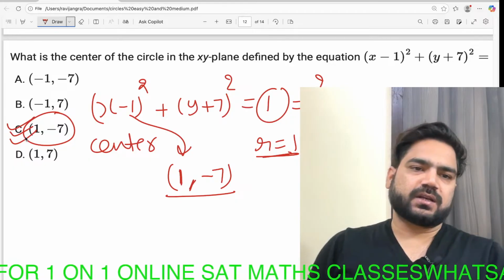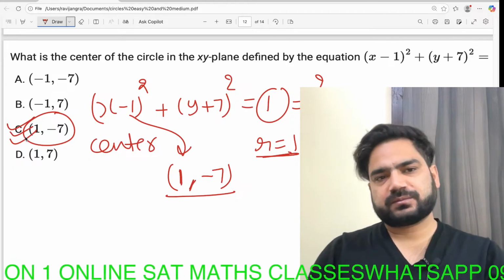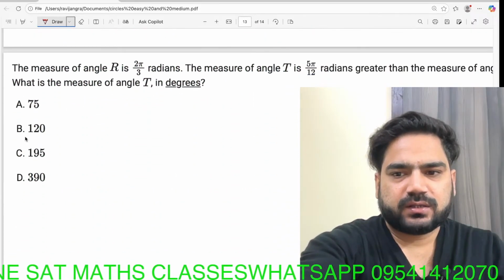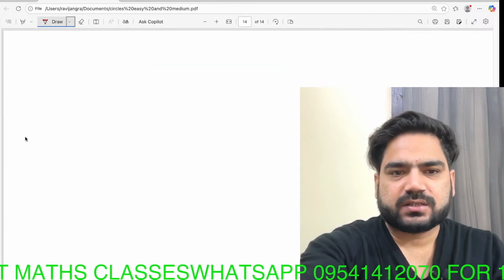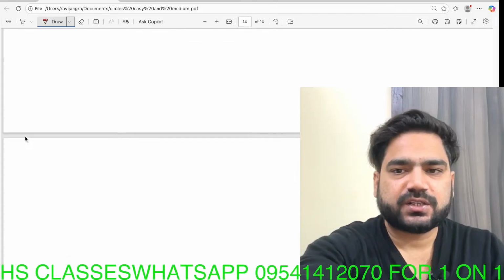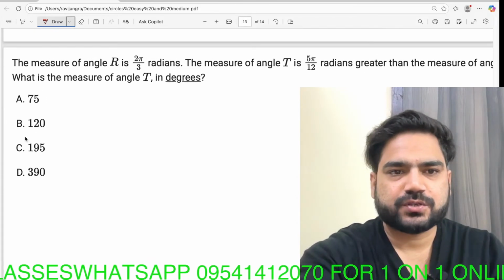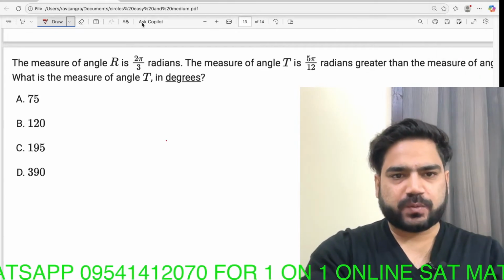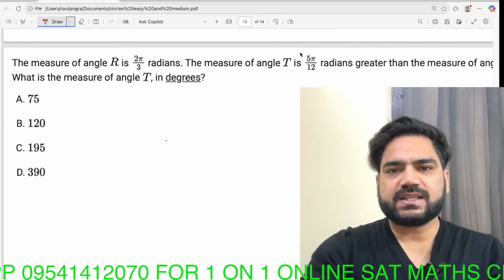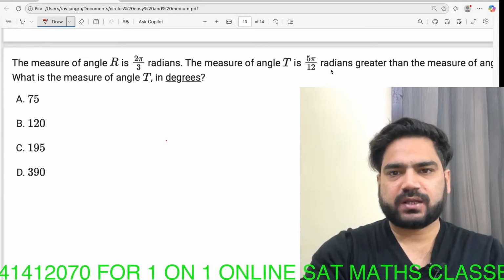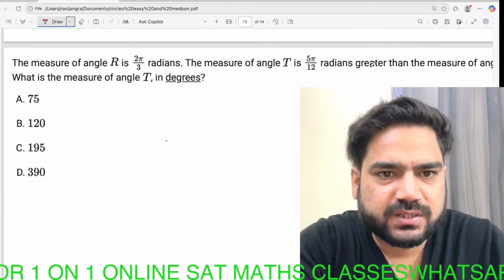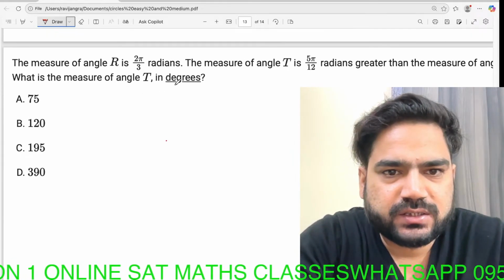Okay, all right, and the answer is 1 and minus 7. Okay, I think this is not the second last question, it is the last question, because we have only 13 questions. So the last question is: the measure of angle R is 2 pi by 3. The measure of angle T is 5 pi by 12 radians greater than the measure of angle R. What is the angle T in degrees?